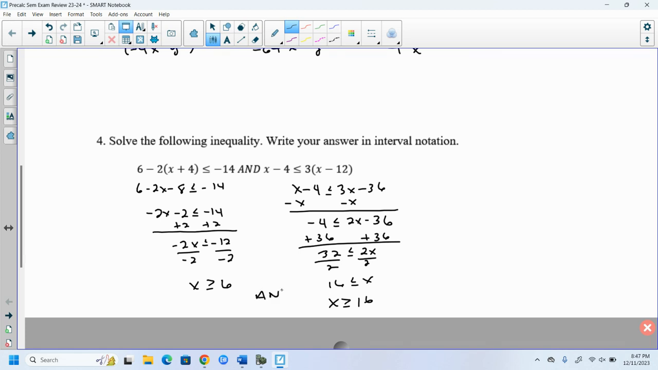This is a compound inequality with the word and. So we want to write our answer in interval notation. One of them is greater than or equal to 6, which means we would shade to the right. The other one is greater than or equal to 16, which means solid dot, again shaded to the right. We want where they overlap, and so my answer will be from 16 to infinity.